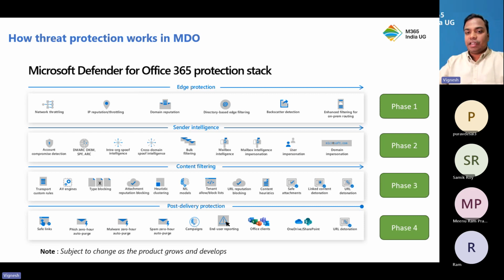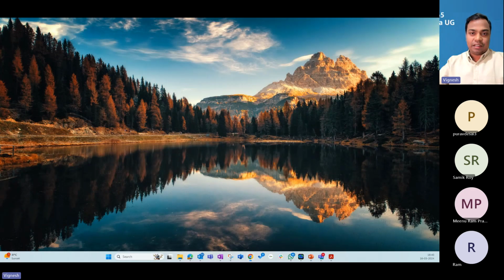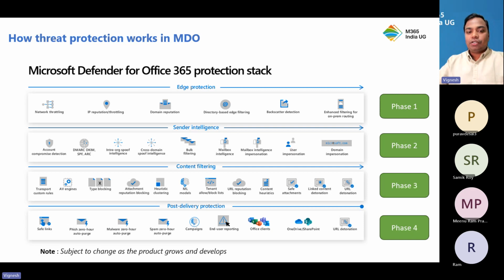At a very high level, when I'm saying edge protection, the name itself says it is at the edge, right? So this is where a lot of your, it could be your network throttling, your IP reputation. When they say network throttling, it's all about how many emails that Office 365 infrastructure can take. There are always these limitations, right? If somebody wants to attack your environment with denial of service attacks, they could be sending like 1 lakh emails targeting your tenant within 1 hour. That's a lot, right? And this is what attackers normally do.